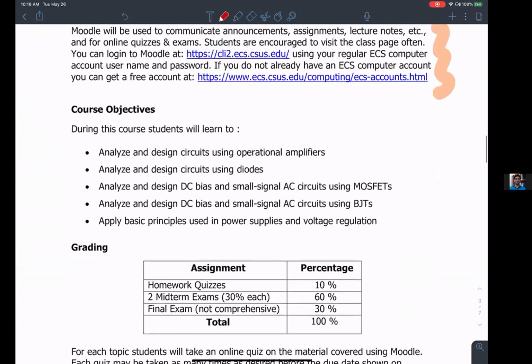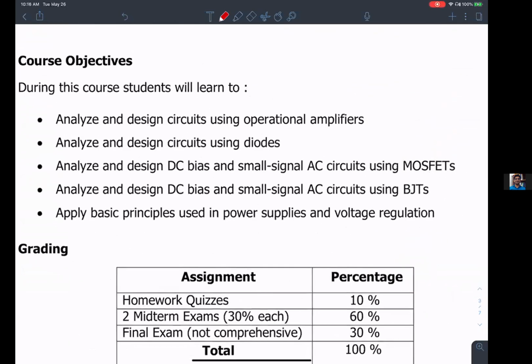So here are the course objectives. By the end of the course, you'll have a set of tools necessary to analyze circuits using operational amplifiers. Okay, it's a basic building block of many applications: filters, multiplier circuits, so on and so forth, amplification circuits. You'll also use diodes.